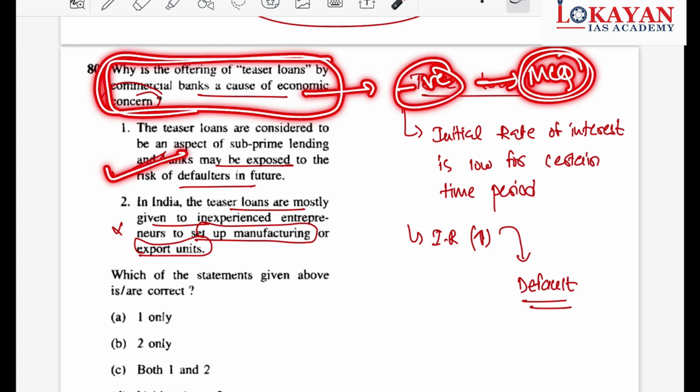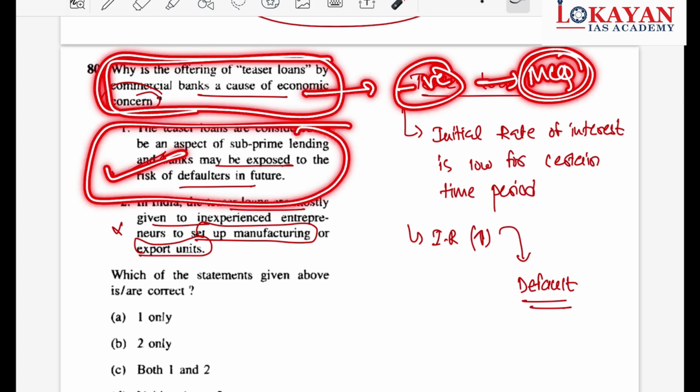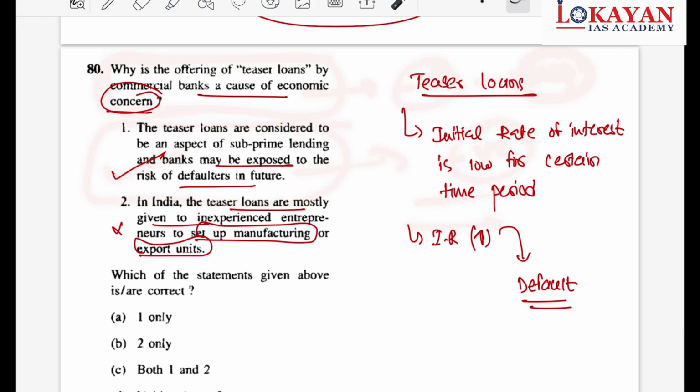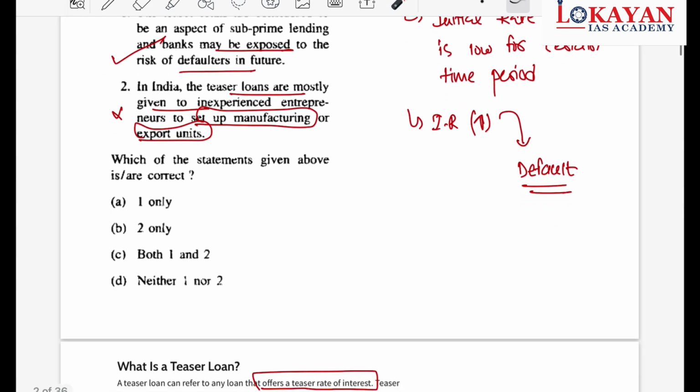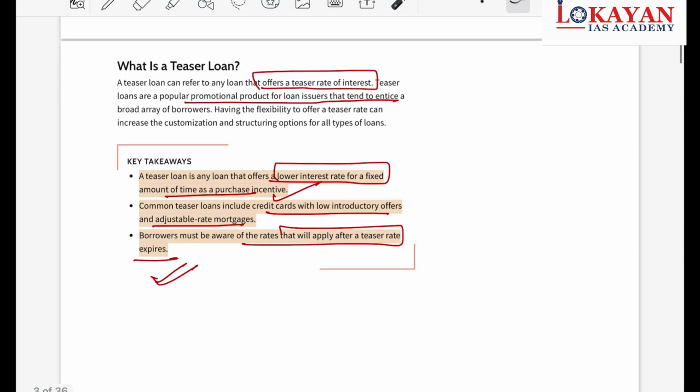You can see the first statement is also negative in tone. So you can take a calculated risk. But remember, MCQs you have to solve based upon knowledge. What I told you, you have to take this calculated risk only in a certain time period, in a certain difficult time.